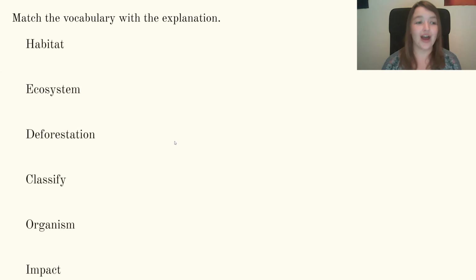So, I have some key words, some key vocabulary, scientific language that we have been using since the first lesson of these science ecosystem lessons. So, got habitat, ecosystem, deforestation, classify, organism, and finally, impact. Now, some of you are probably, I know these already. Brilliant, I'm so pleased. But I have got some jumbled up explanations of each of these words that you can use to help you.